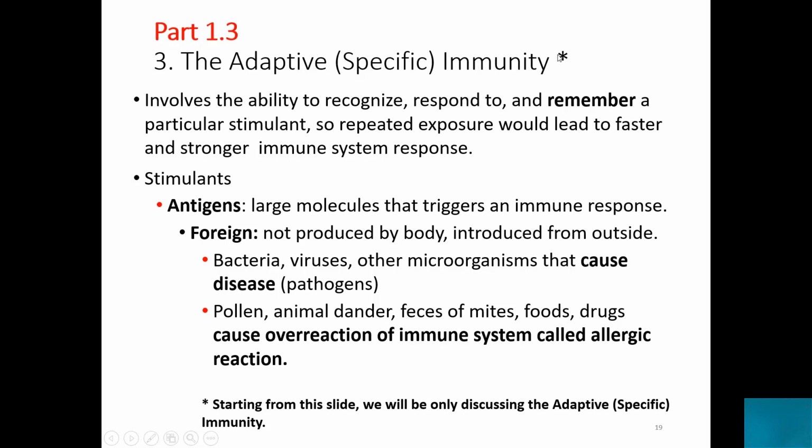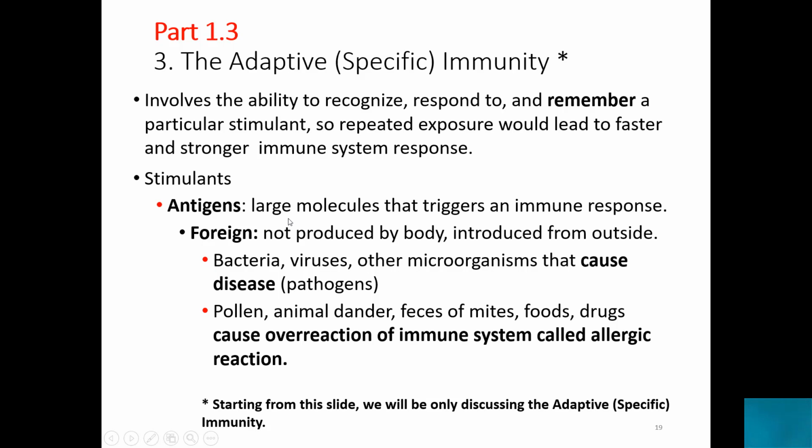Please pay attention that starting from this slide, we will be only discussing the adaptive and specific immunity. We're done with barriers and we're done with non-specific immunity. So what can be those stimulants that cause a response from specific immunity?